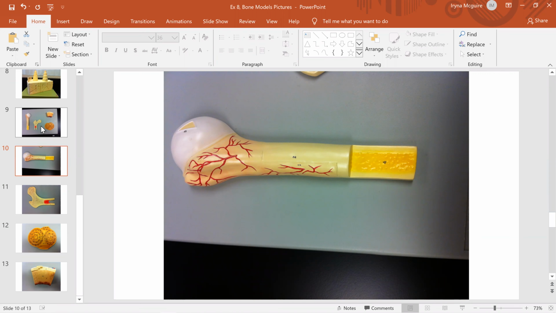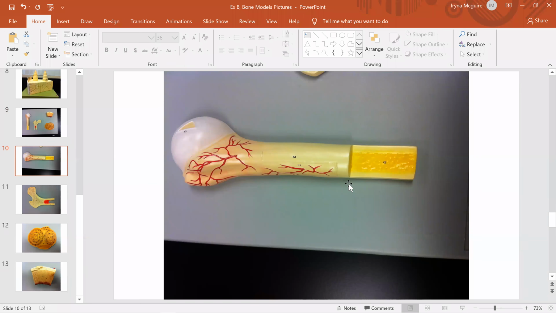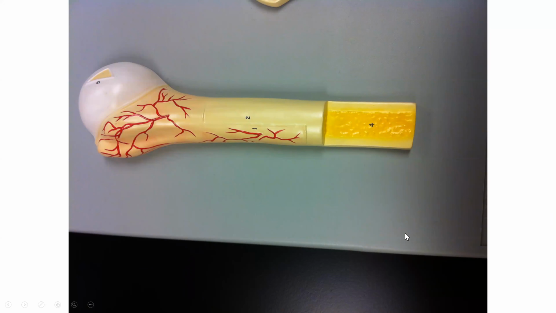So what I described in this slide, now we can see different parts in high magnification. Articular cartilage over here covers the epiphysis of a long bone, and nutrient arteries are found in the periosteum, and they enter the bone tissue through this nutrient foramen. So that's number one shown here, it's periosteum.